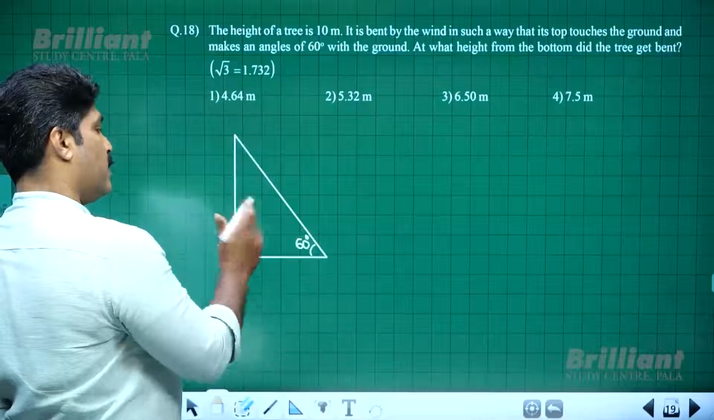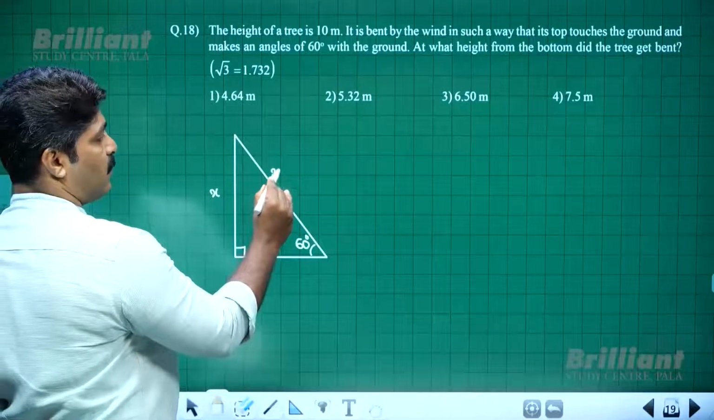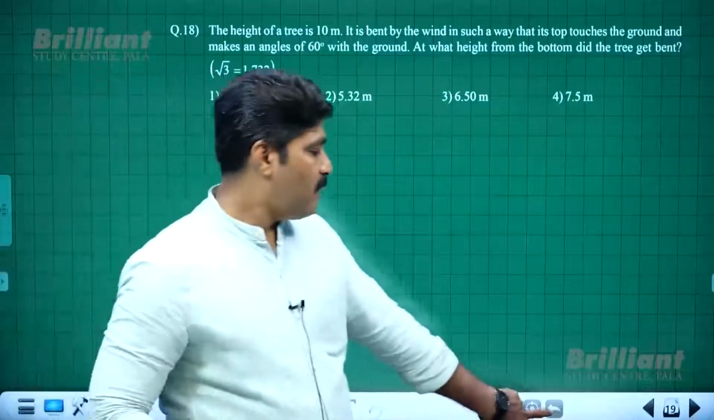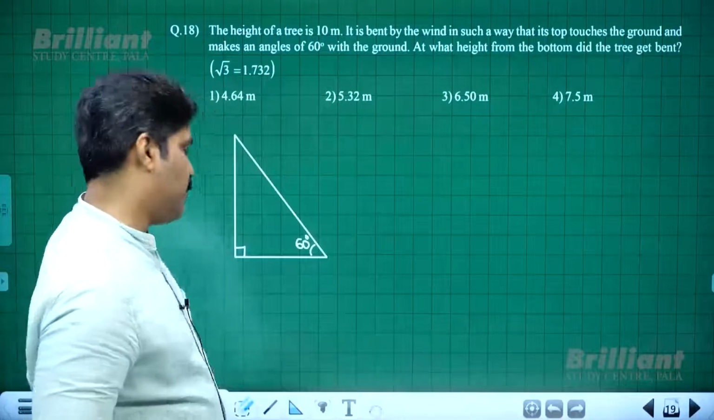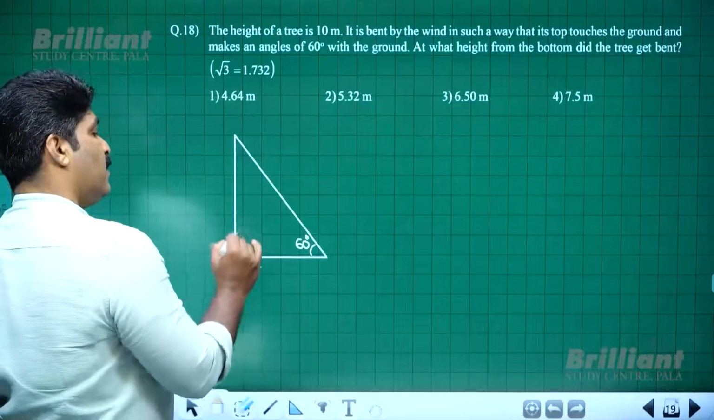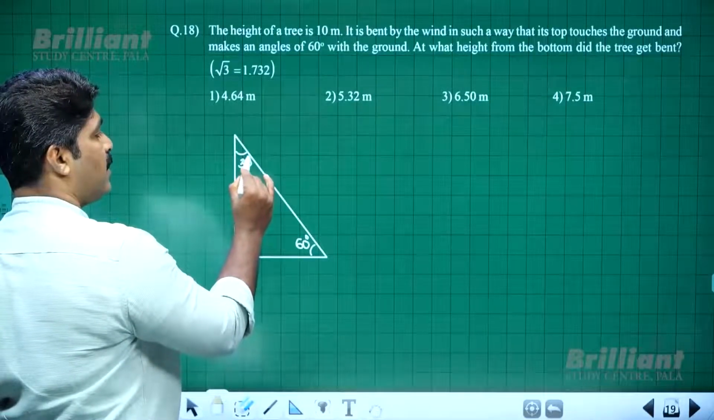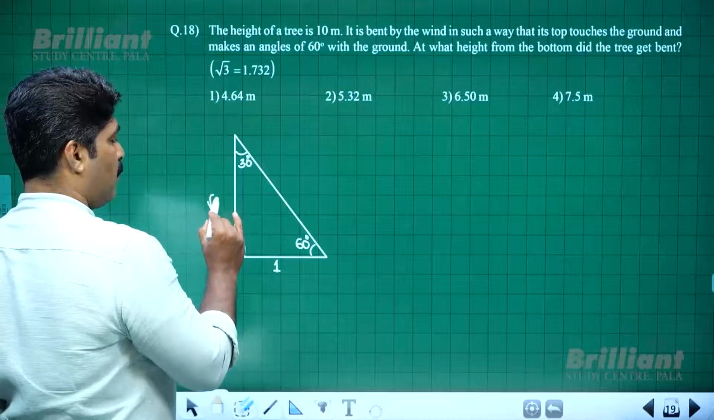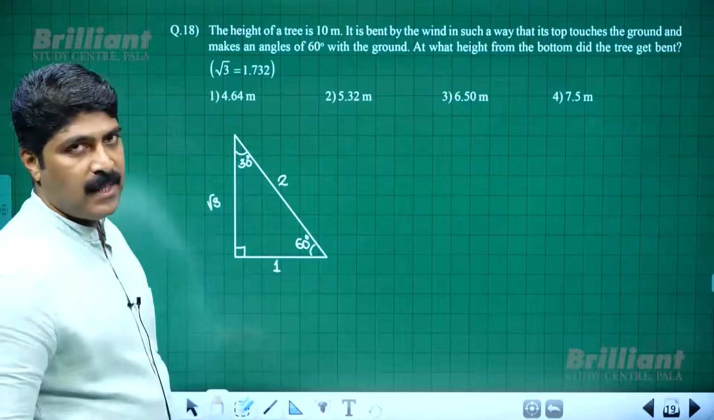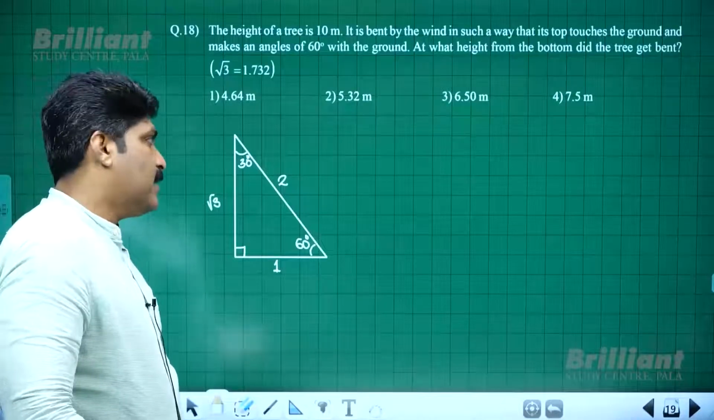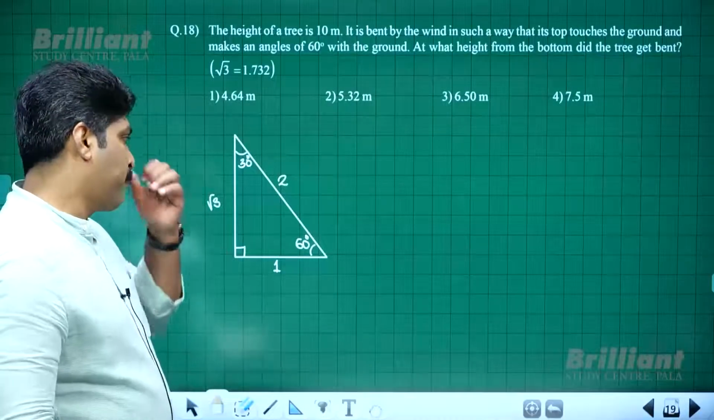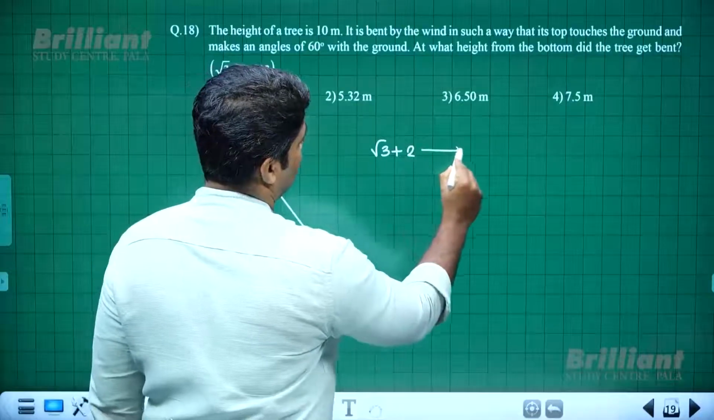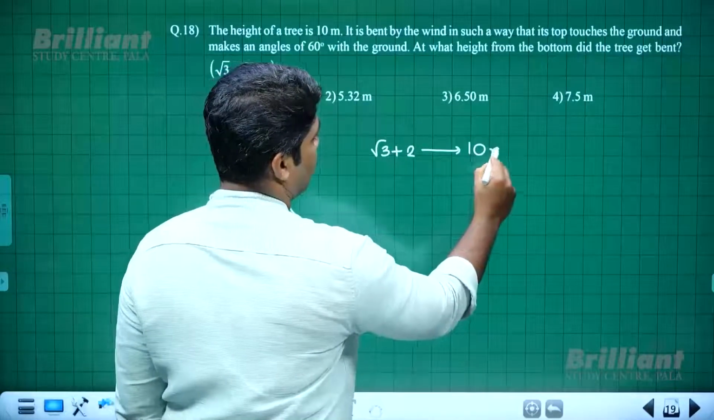So this total length, suppose I am considering this is x and this is y. So this x plus y will be equal to 10 meter. Instead of considering this x and y, we can consider a unitary approach. If this angle is 60 degree and this is 90 degree, therefore the third angle is 30 degree. In a 30, 60, 90 degree triangle, the sides are in the ratio 1 is to root 3 is to 2. It is given that this root 3 plus 2 is the total height. So root 3 plus 2 is representing 10 meter.